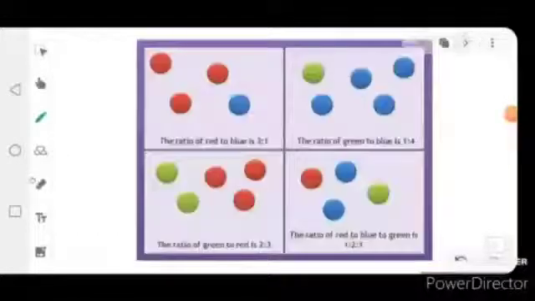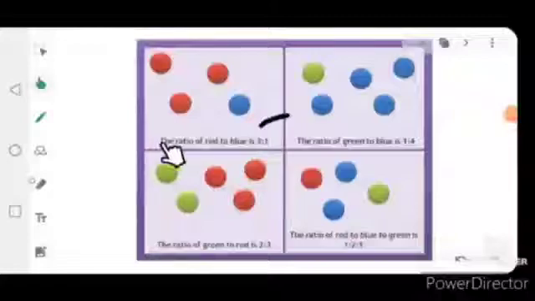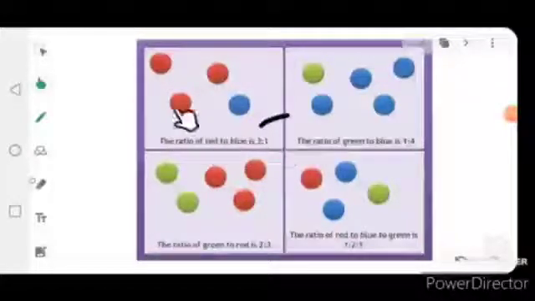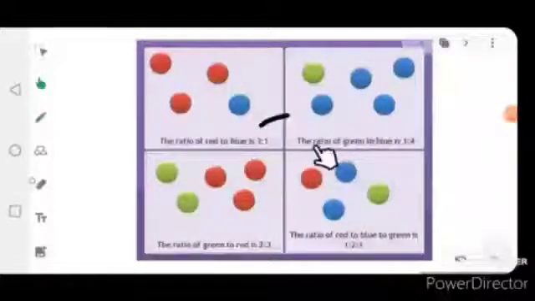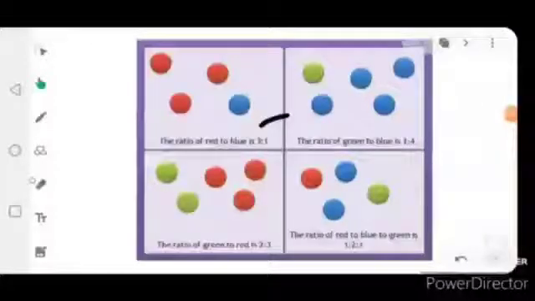Okay, the next example. Here you will have to find the ratios of different colors. The red and the blue in the first one: the ratio of the red to the blue is 3:1, that is 3 reds and 1 blue. In this figure, the ratio of green to blue is 1:4. And in the third figure, the ratio of green to red is 2:3.